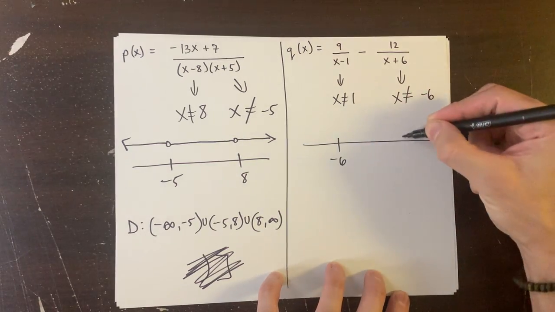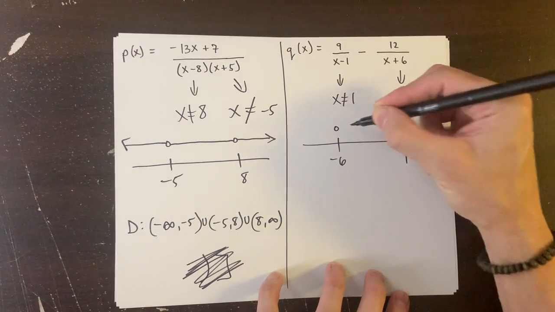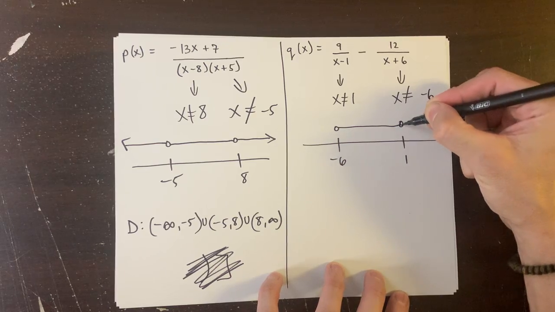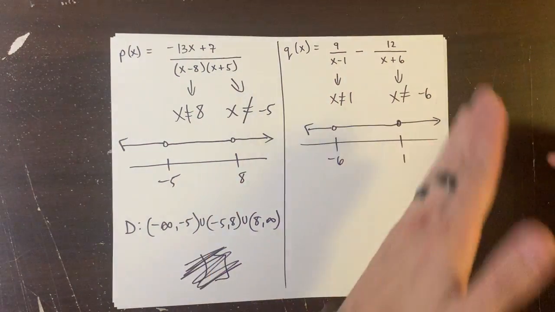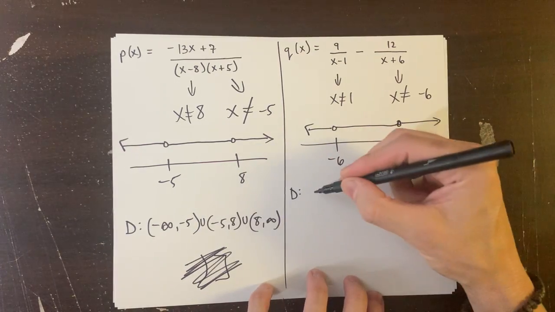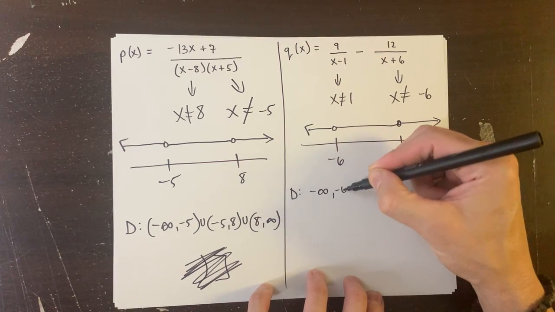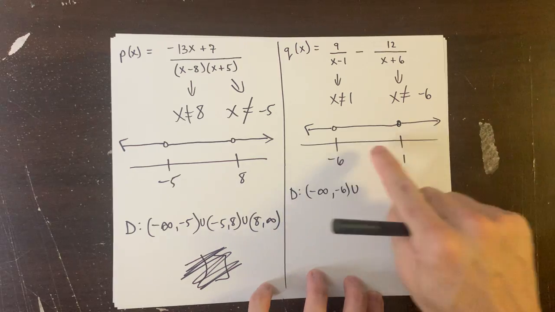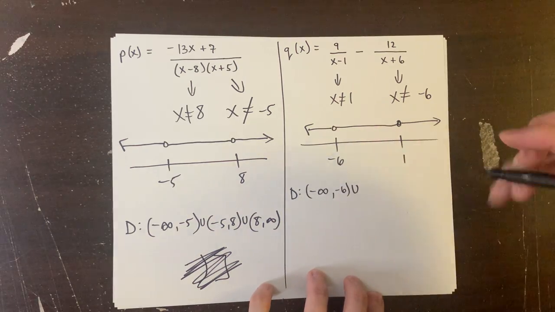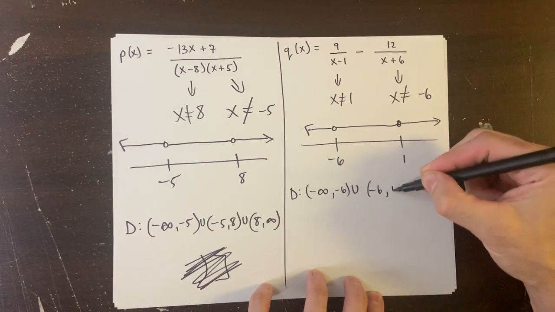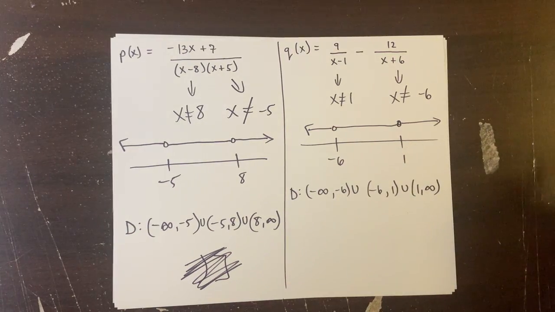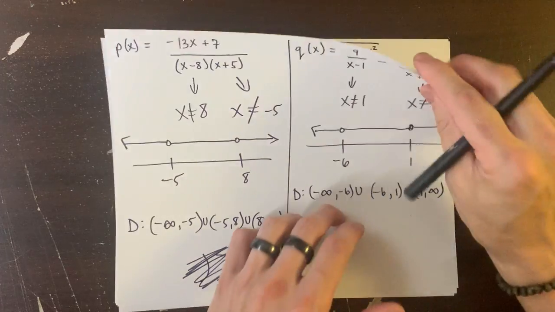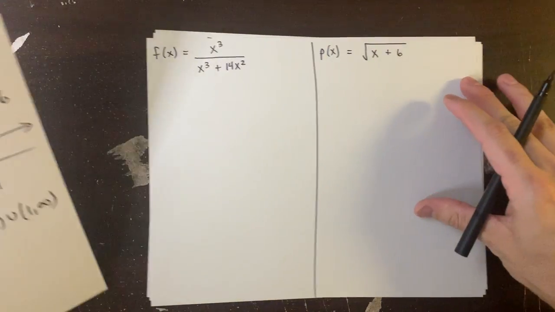And so at negative 6 and at positive 1, I remove them and then I include everyone except for them. So from left to right, our domain would be from negative infinity to negative 6. And then we include the values between them because those are totally fine. And then we go from 1 to infinity. Okay, so now I think we have some square roots coming up next, almost there.